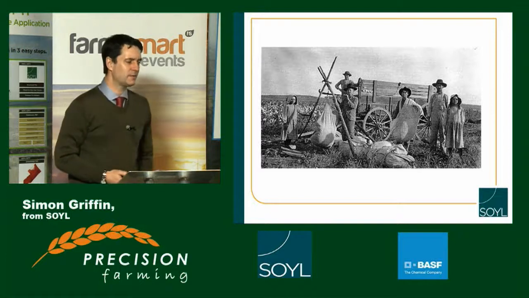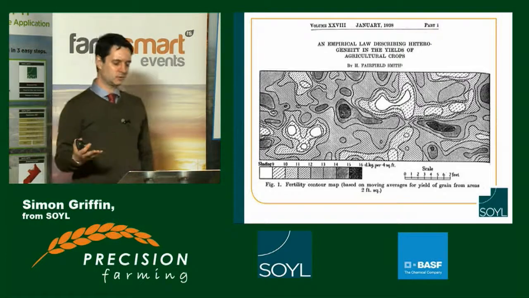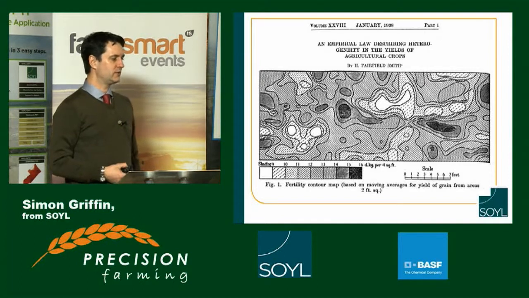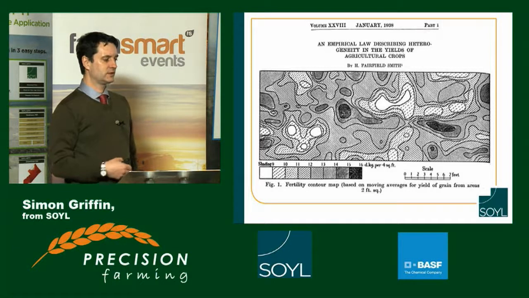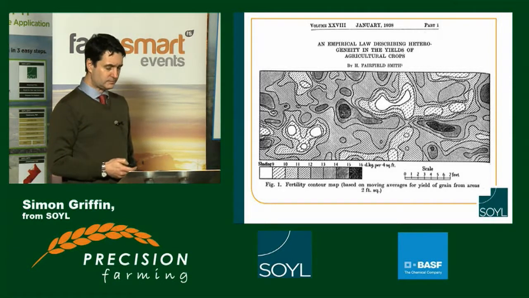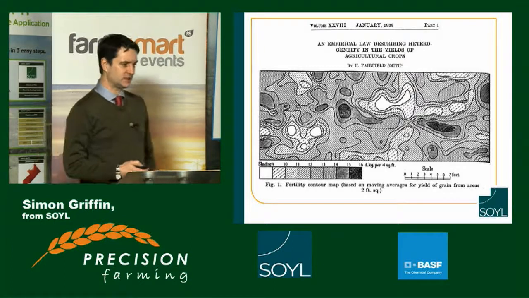So the idea of yield mapping and it being useful to know how things vary across the field, we've always known. And here's one of the earliest yield maps that I can find, which is from the 1930s, where again they're looking at where yield varies across the field and trying to understand how it varies and how that can help them to make management decisions.